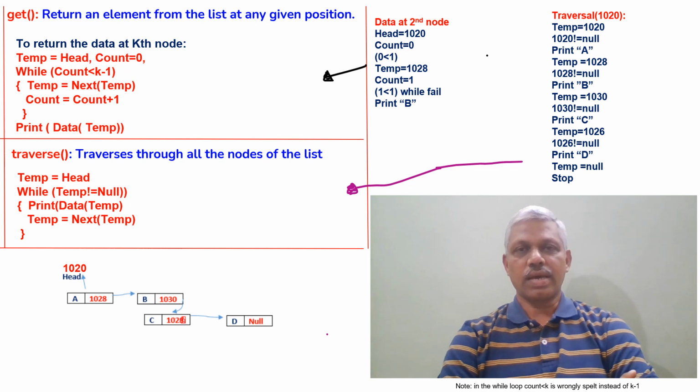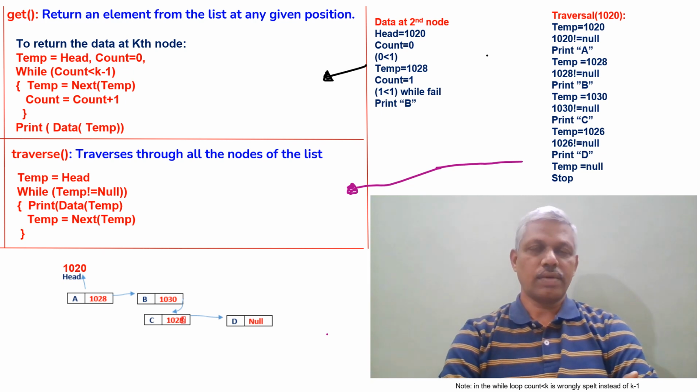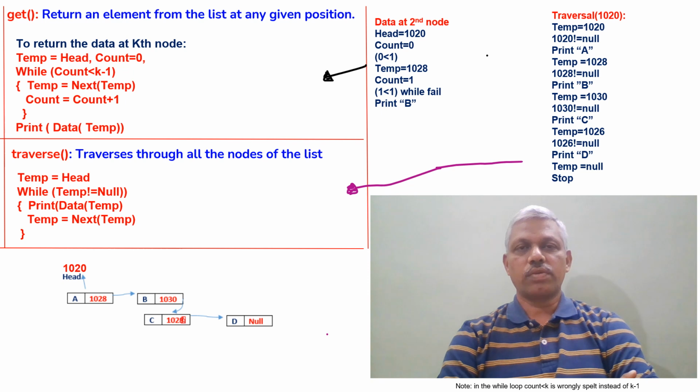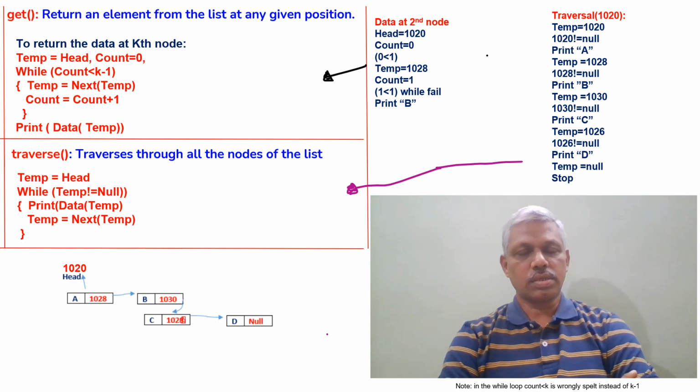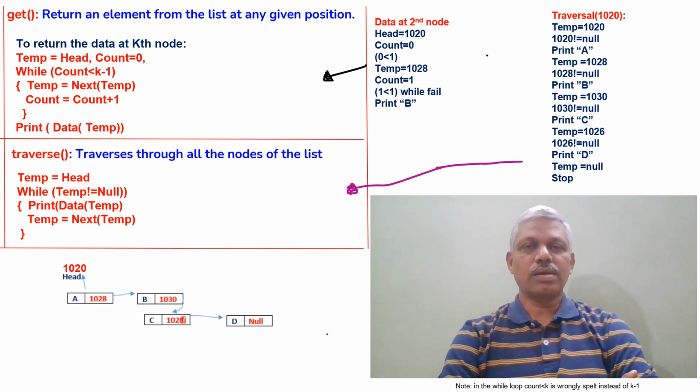The second operation is traversing. Similar to that, instead of k, we reach until the end. Starting from the head node, we keep on traversing in a similar fashion. Head is assigned to temp, and while temp is not equal to null, we keep on printing the data on every node, and temp is updated as next of temp. Once temp is equal to null, that's an indication that we have reached the last node. This is how we print the data of all the nodes.